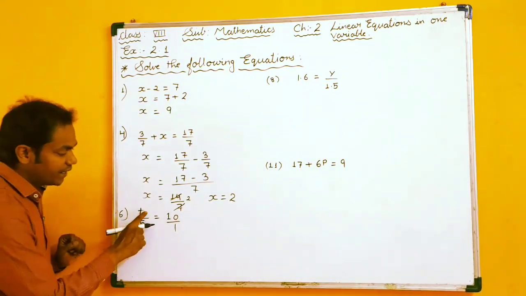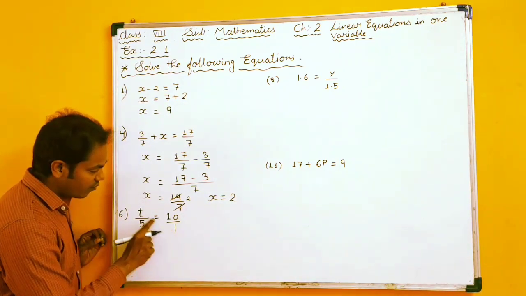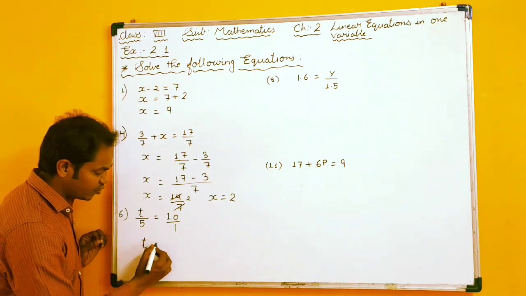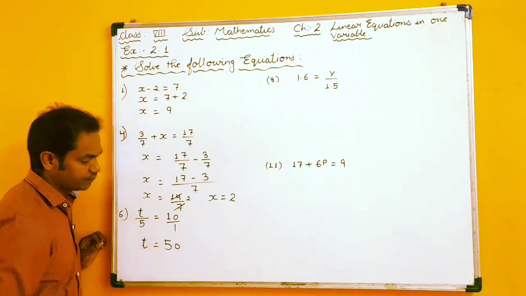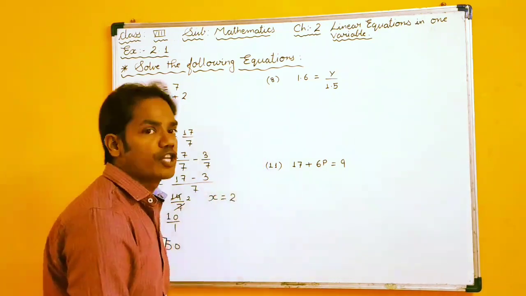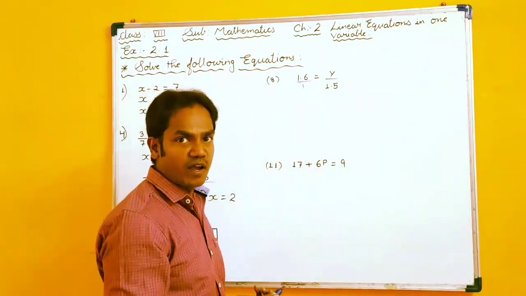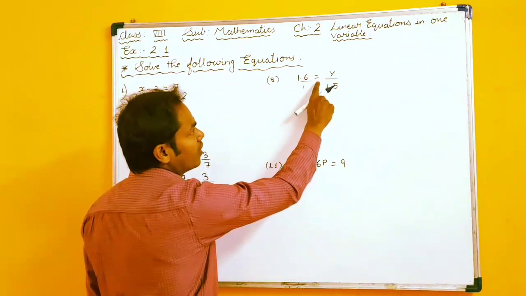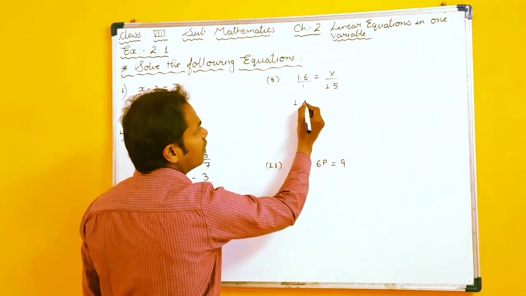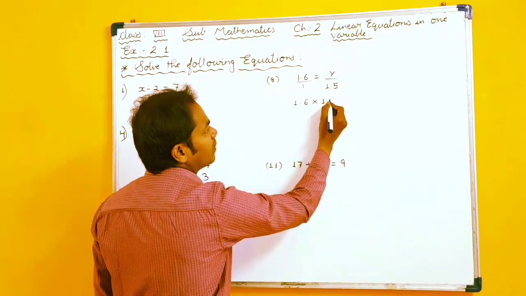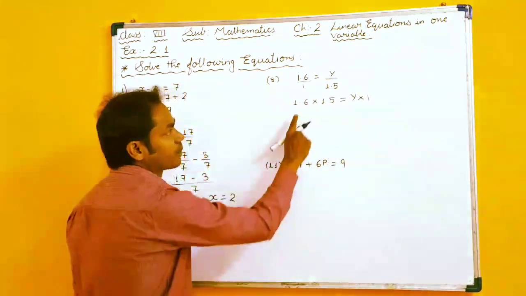Question number 6. t upon 5 is equal to 10 upon 1. Cross multiply. 1 multiplied by t is t only, and 5 multiplied by 10, 5 tens are 50. Now come to question number 8. 1.6, nothing is there, means 1. 1.6 upon 1 is equal to y upon 1.5. Cross multiply. 1.6 multiplied by 1.5 is equal to y multiplied by 1.